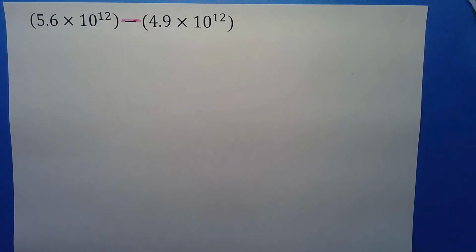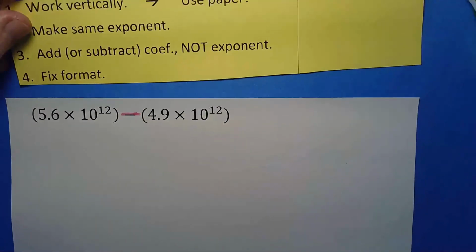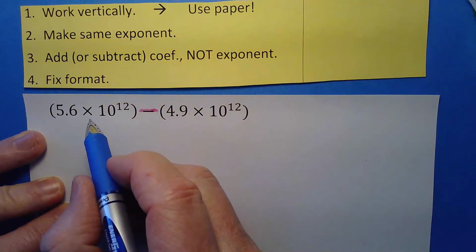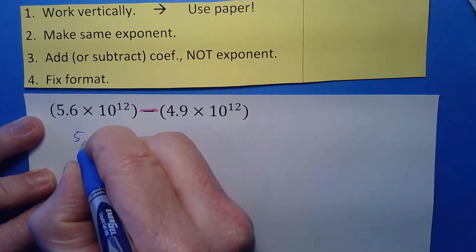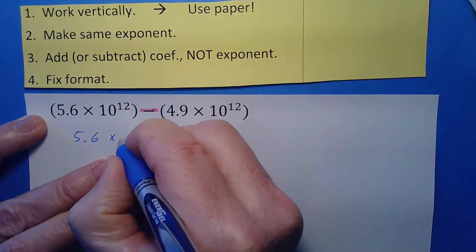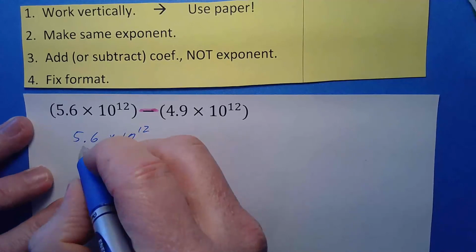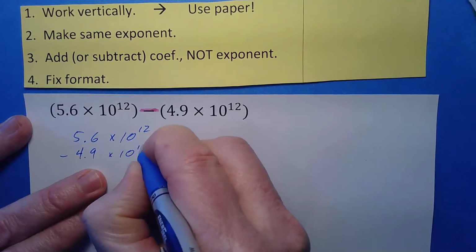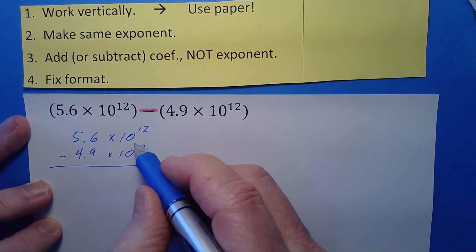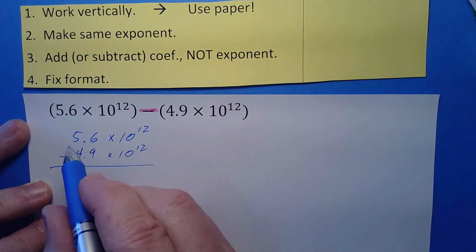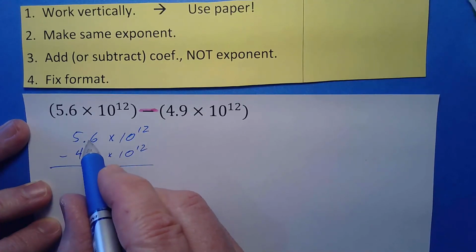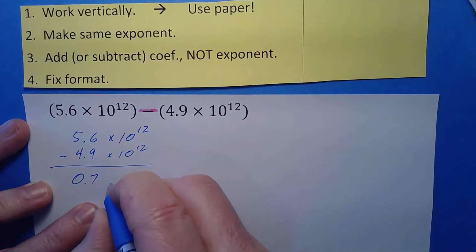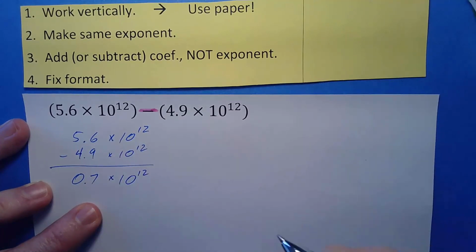Just like before, let's use our steps. First things first, I'm going to work vertically, so I've got to rewrite these in a vertical fashion. I've got 5.6 times 10 to the 12th minus 4.9 times 10 to the 12th. Again, exponents are the same, so everything's great. And I just subtract 4.9 from 5.6. I made sure I had my decimals lined up. And this becomes 0.7 times 10 to the 12th.